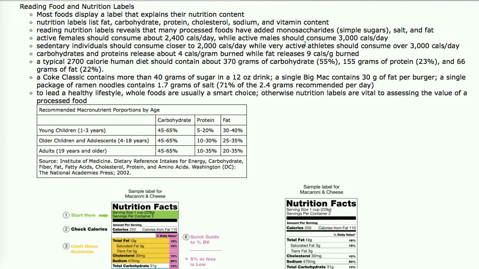Out of a 3,000 calorie diet per day, you should have about 370 grams of carbohydrate, 155 grams of protein, and 66 grams of fat. Generally speaking, you never want to get much less than 50 grams of protein per day, because if you do, your muscle mass will decline. You cannot maintain your muscle mass. You need at least 155 grams of protein.